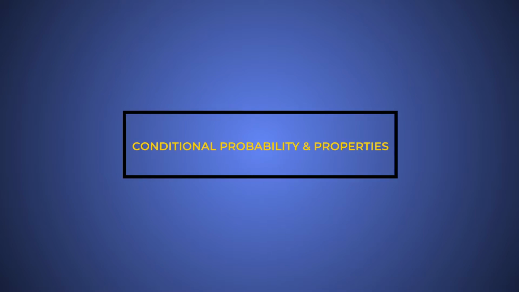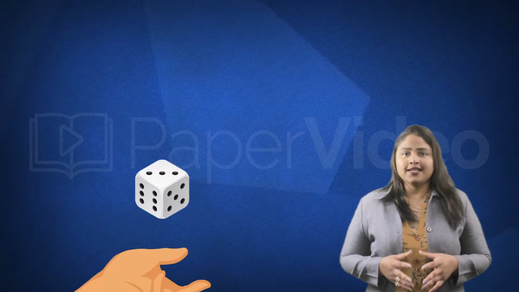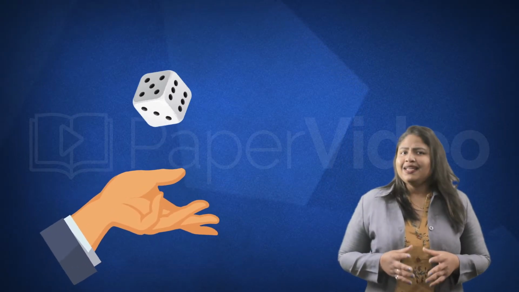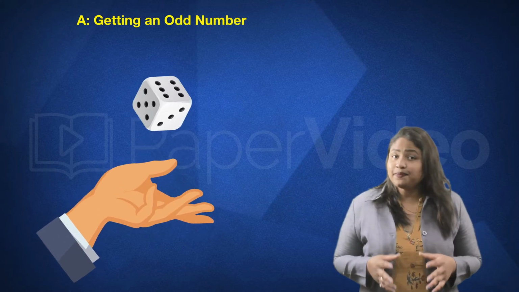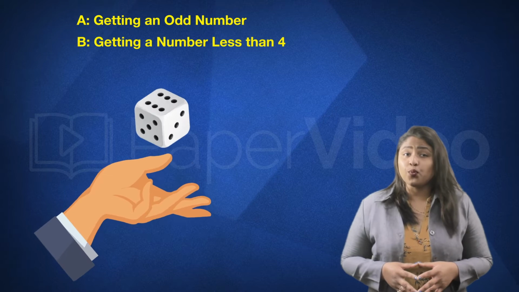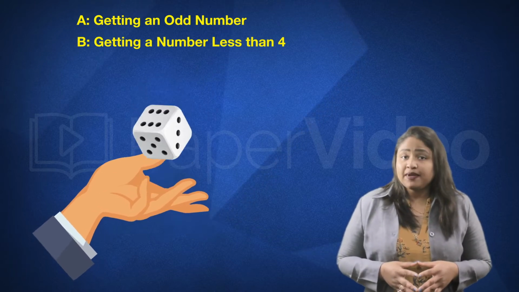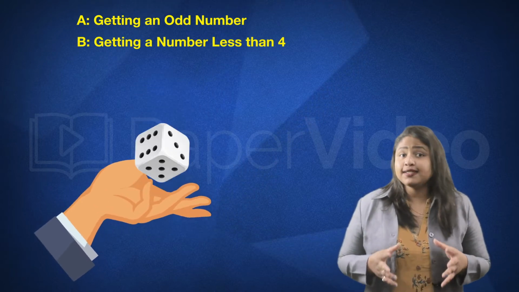Conditional probability and properties. Consider an experiment of rolling a die. Let us define event A as getting an odd number and event B as getting a number less than 4. Suppose we want to find the probability of getting an odd number less than 4.